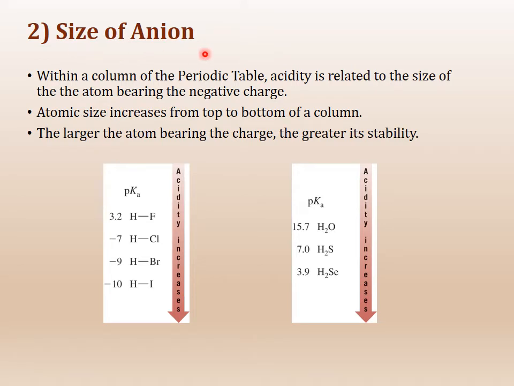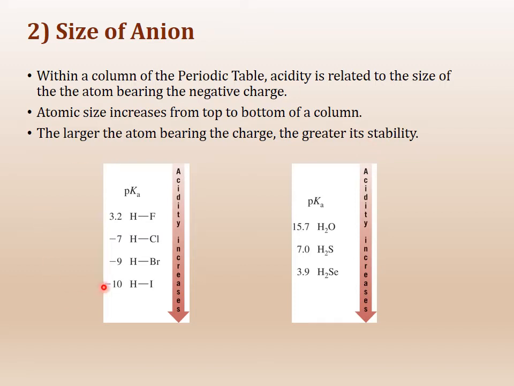So let's talk about this concept of size of anion. Now we are going within a column, going down a column, and seeing how that affects the strength of the acid. As we go down a column, the atomic size increases, and the anion also, of course, increases. As the anion increases, its ability to bear the negative charge is more, and therefore it becomes more stable. Why is the ability more? Because it already has more electrons, so heck, it can take one more, and so therefore it's able to bear it a little bit more.